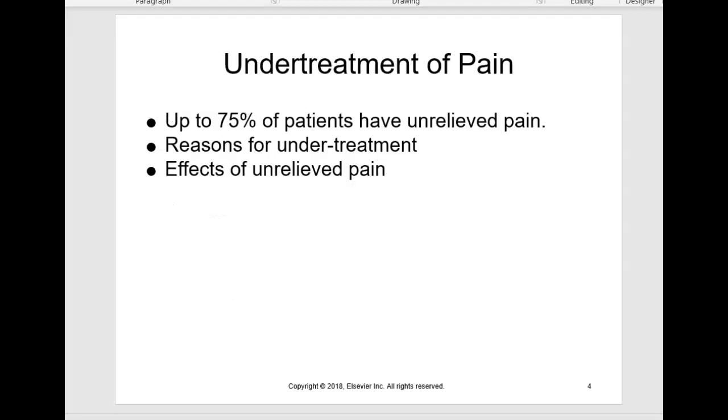Undertreatment of pain occurs in up to 75% of patients. There are a lot of different reasons for undertreatment. Some reasons are socio-cultural variables that mediate a patient's willingness to acknowledge being in pain. Maybe it's a cultural thing that they try to be stoic and not admit they're in pain.